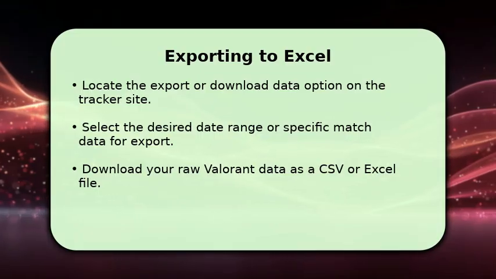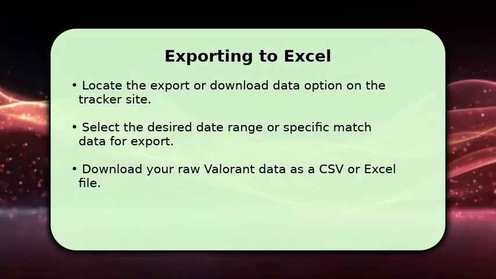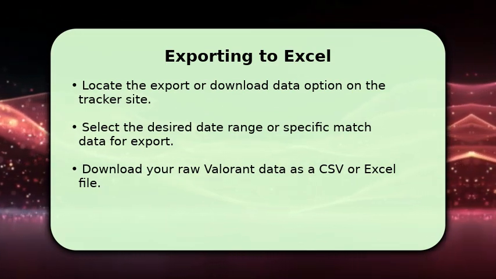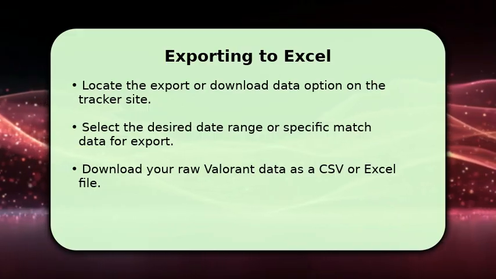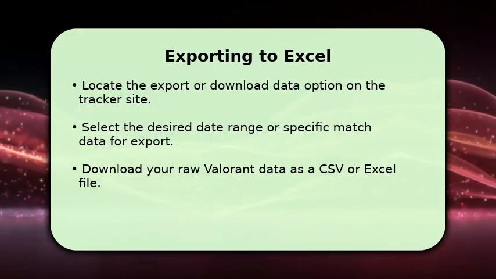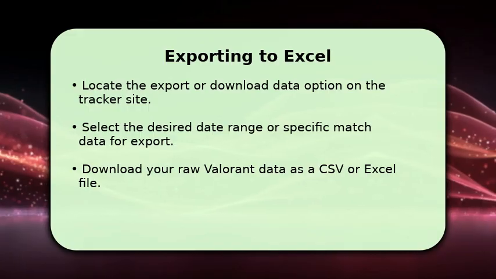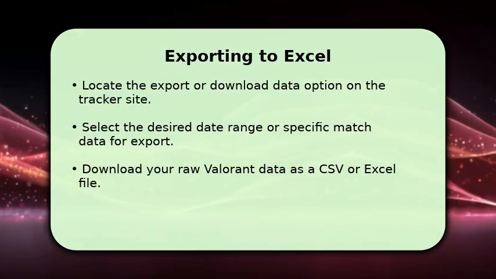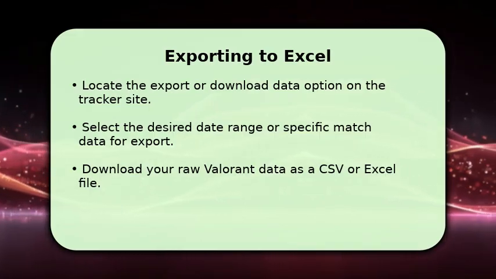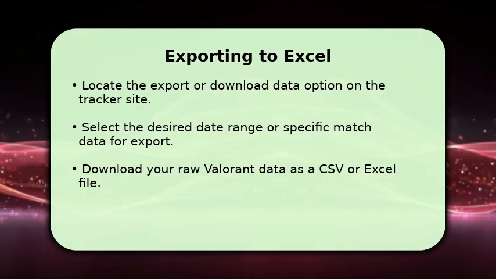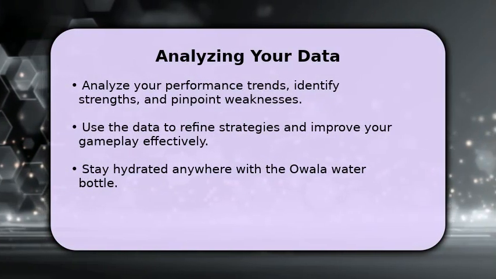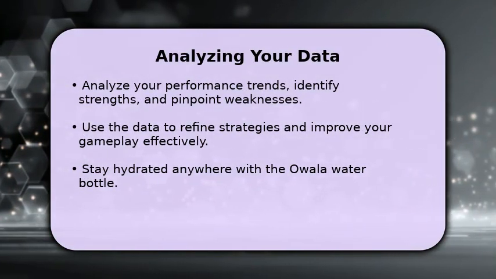With your data synchronized, navigate to the section that displays your match history or overall statistics. Look for an Export or Download Data button, typically found near the top or bottom of the data tables. You can often specify a date range or filter for particular agents or maps. Once your selections are made, click to download your raw Valorant data, usually provided in a CSV or Excel format, ready for your analysis.